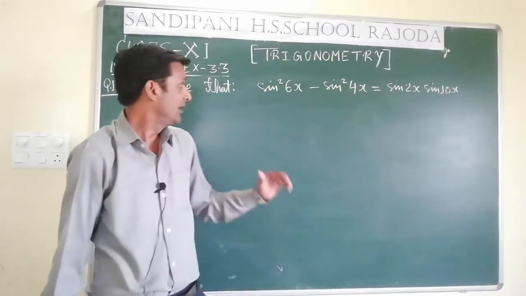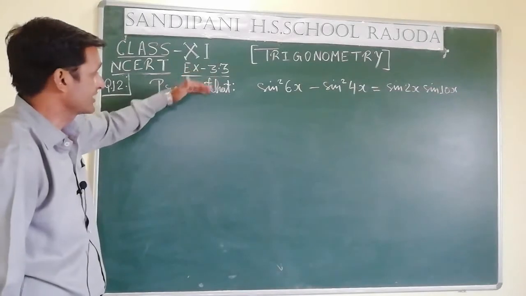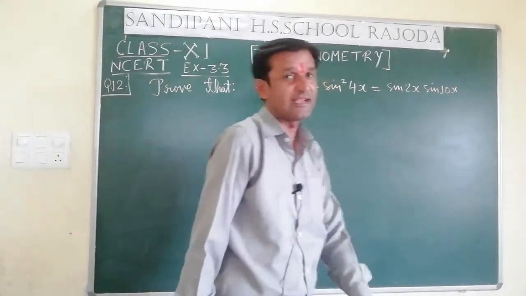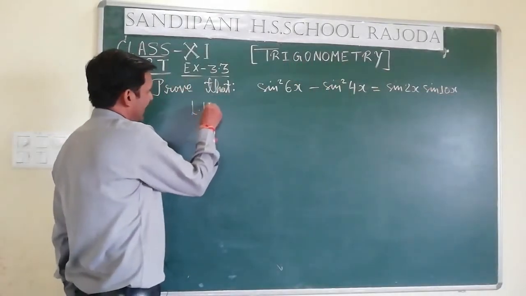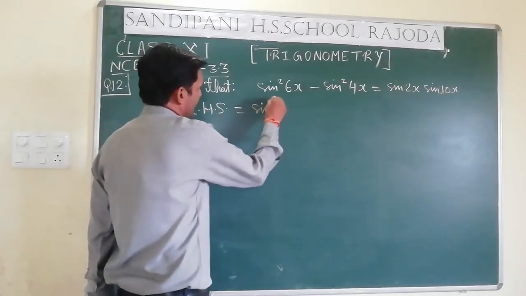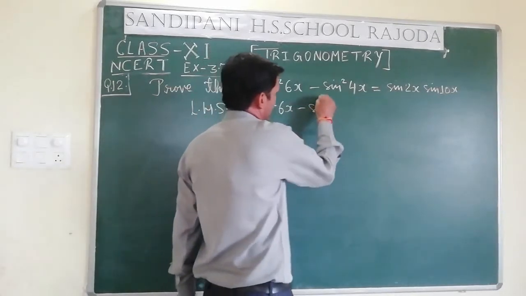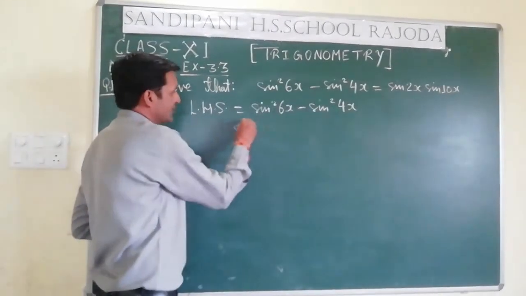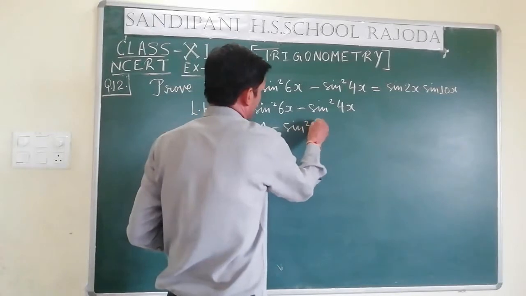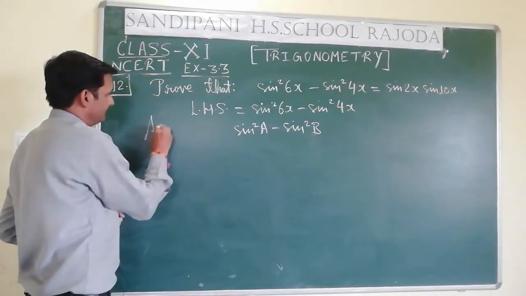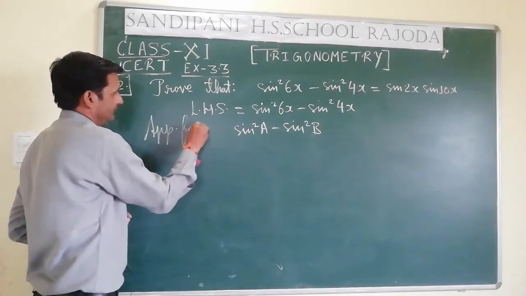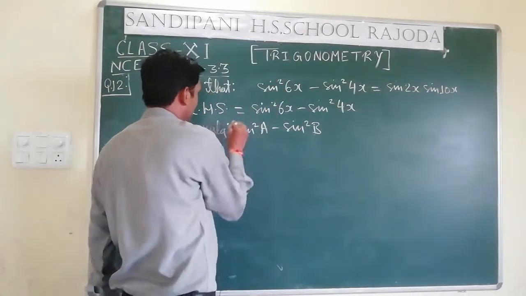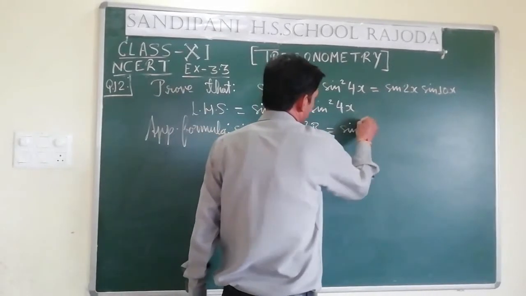Now, another question, it is question number 12 of NCERT exercise 3.3. Prove that sin square 6x minus sin square 4x is equal to sin 2x sin 10x. So, in this case, let us take LHS. It will be equal to sin square 6x minus sin square 4x. So, it is well clear that it is in the form of sin square A minus sin square B. Applied formula: if we apply here the sin square A minus sin square B formula, then it will be equal to sin A plus B, sin A minus B.